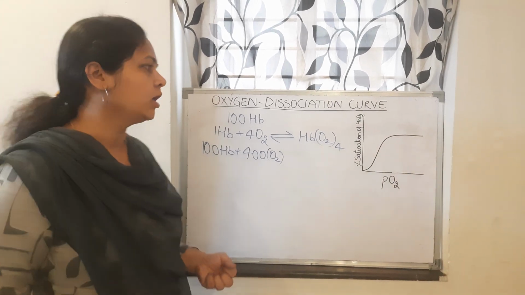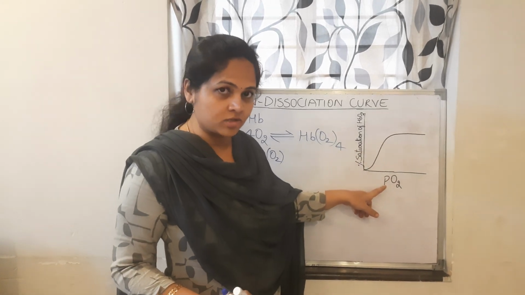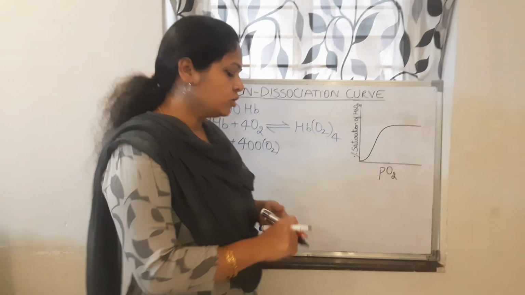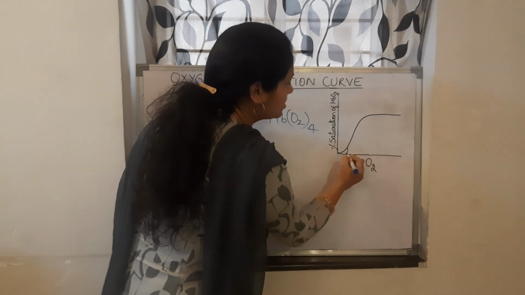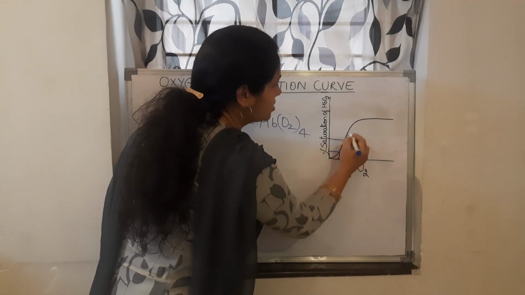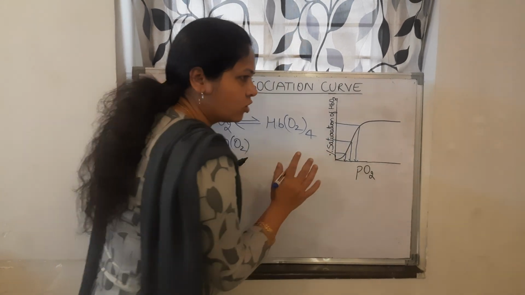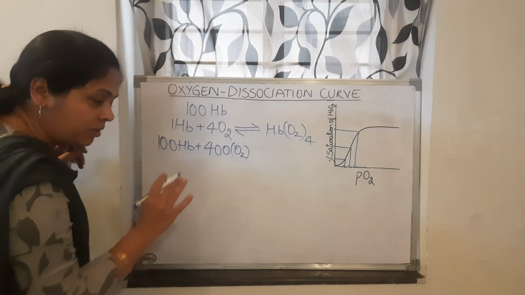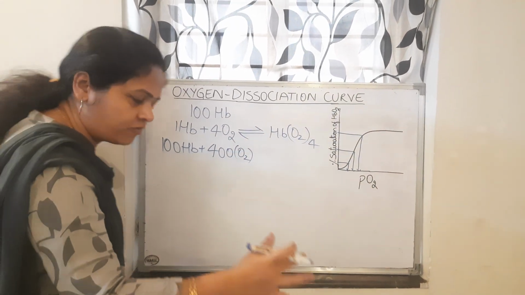Say for example, see here, I took the partial pressure of oxygen on the x-axis, as I said. So what will happen here? If I increase the partial pressure of oxygen, then proportionate to the increase, the percentage saturation of hemoglobin is also increasing, because at the beginning, all of a sudden I'm not providing these 400 molecules of oxygen.